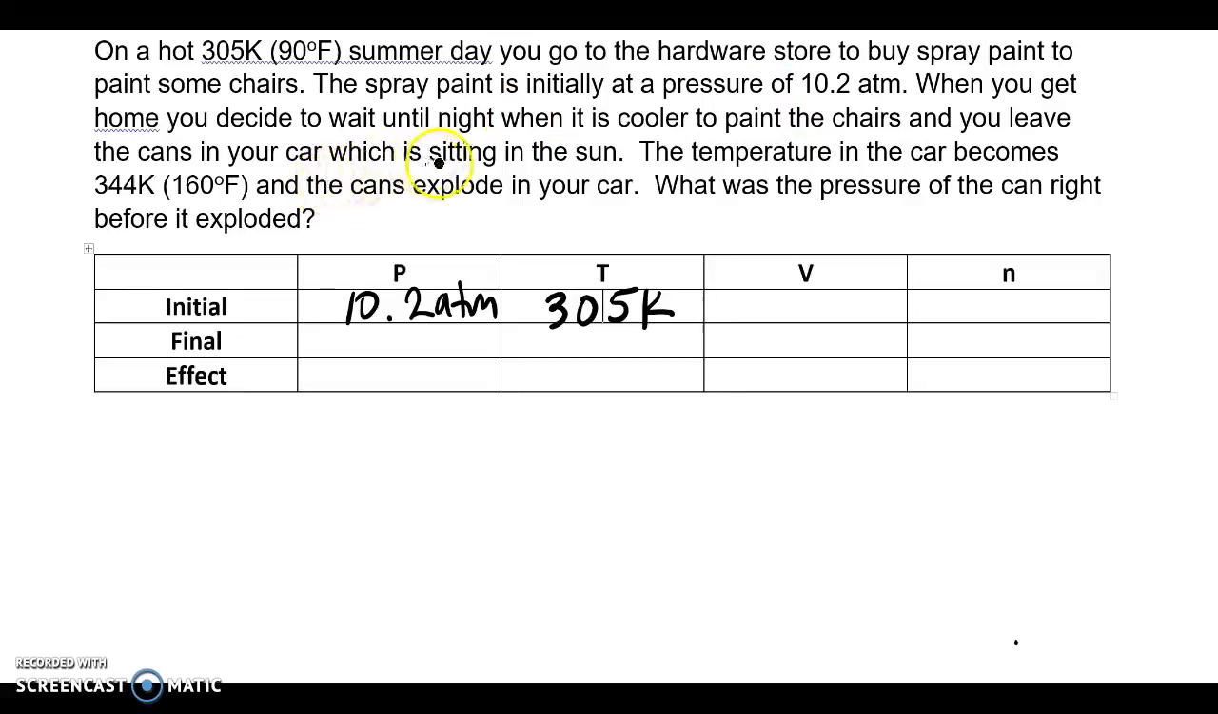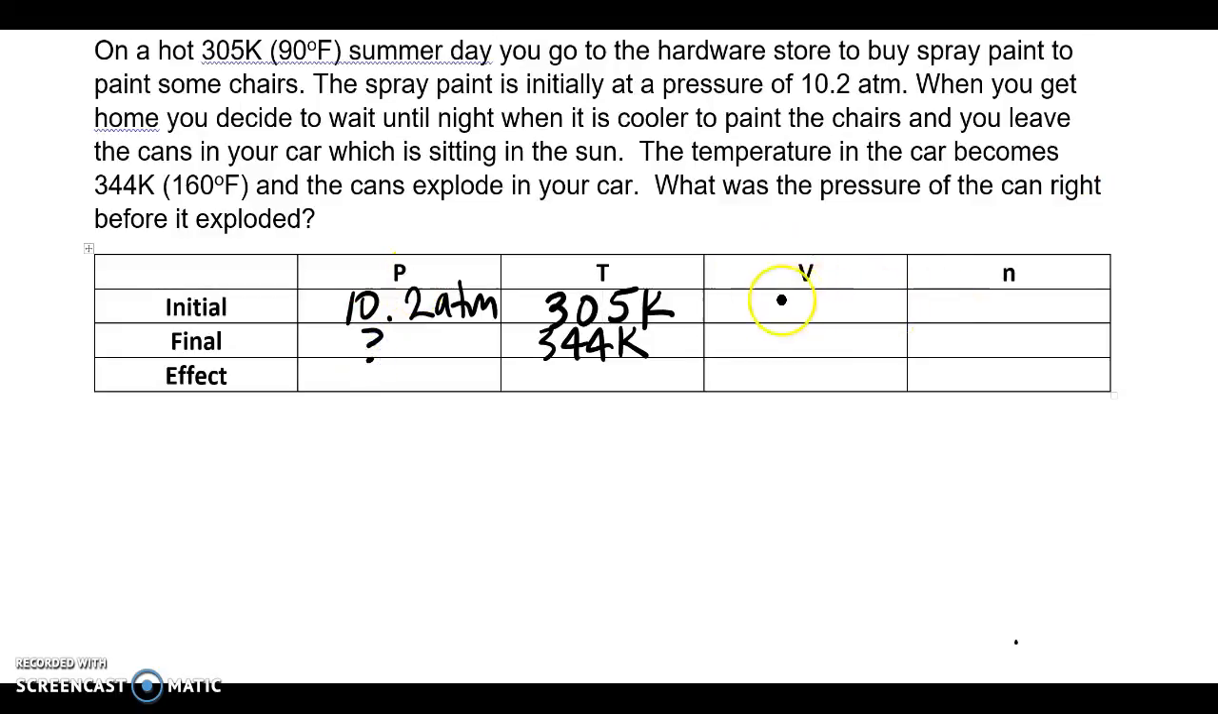When you get home, you decide to wait until night when it's cooler to paint the chairs, and you leave the cans in your car, which is sitting in the sun. And we all know that if we leave something in the car in the summer, it's going to get really hot. So our temperature in the car becomes 344 K. And that actually makes the cans explode in your car, and that can happen. We want to know what the pressure of the can was right before it exploded.